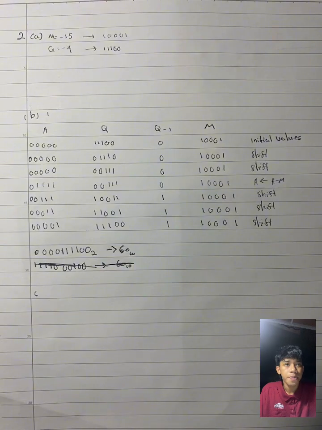For cycle 2, Q0 is 0 and Q minus 1 is 0, again 0, 0, no operation. Shift right, A stays 0, 0, 0, 0, 0, and Q becomes 0, 0, 1, 1, 1.